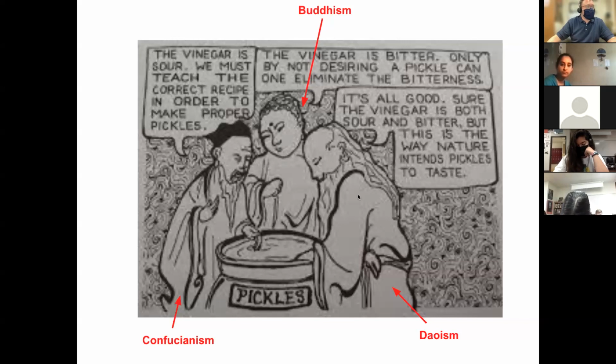So I'm going to save the hardest one, Taoism, for last. And I want to go to the one that's the most influential, because when we talk about Neo-Confucianism in a minute, it's not called Neo-Buddhism. So if it's called Neo-Confucianism, it's saying that of the three, this one's more important. So same idea. The vinegar is sour. We must teach the correct recipe in order to make proper pickles. What's Confucian about this pickle quote?